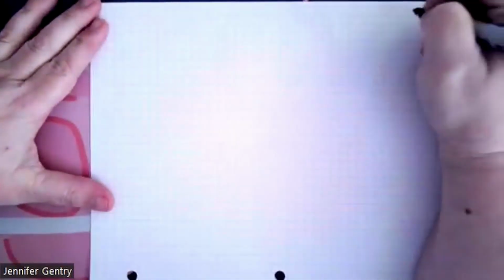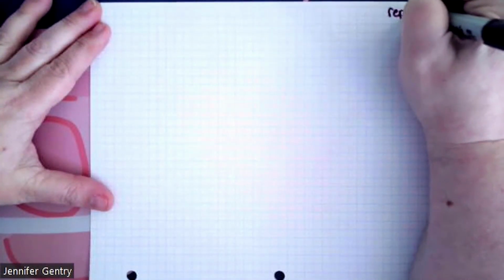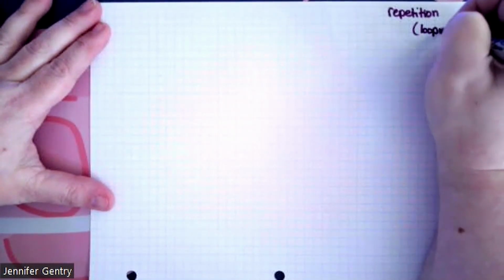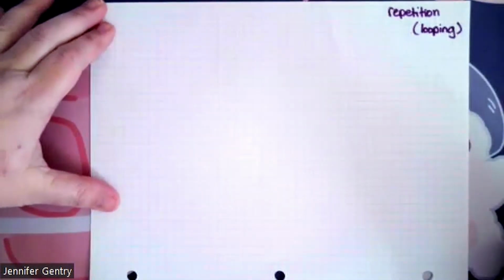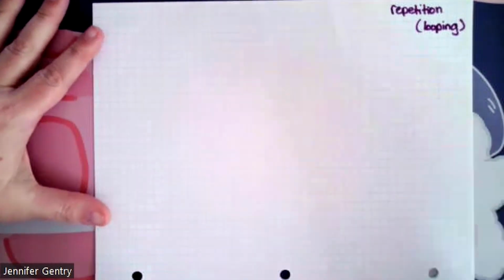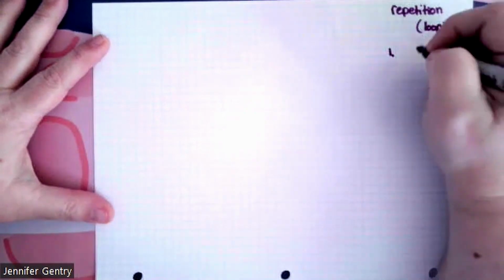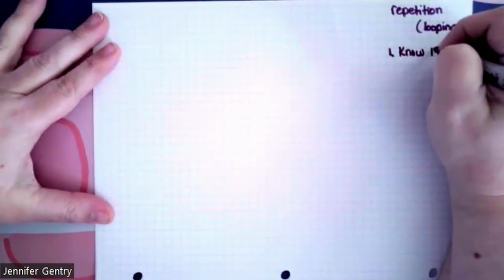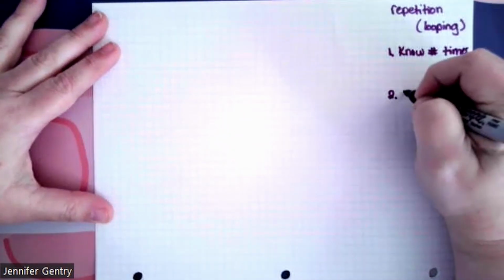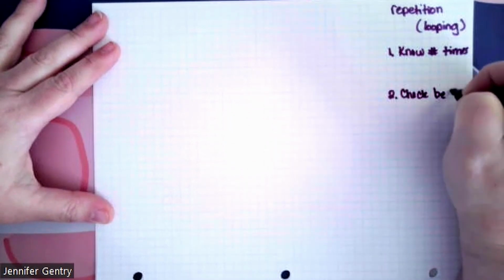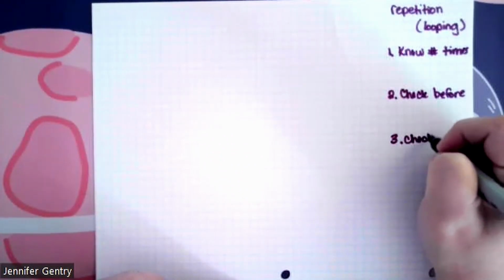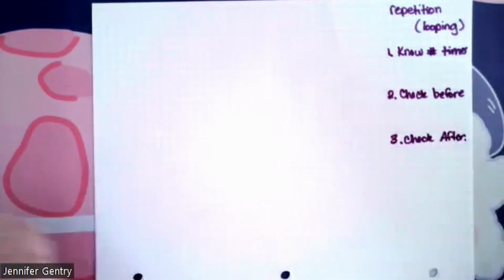Okay, so now let's look at repetition. Or we do call it looping. We have 3 main ways to do it. So number 1, if we know the number of times that we want to do it. Secondly, we can check before we do anything. And then last, we can check after. Okay?